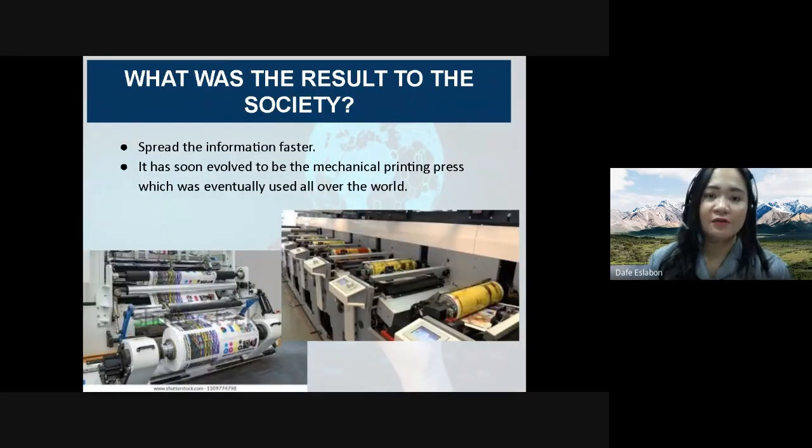And now, what was the result of this invention of the printing press to society? First, it let information spread way faster than before. And second, it evolved to be the mechanical printing press, which is eventually used all over the world today. So, including tarpaulin printing and all types of printing that we have today, it all started way back with the invention of the printing press during the medieval ages.